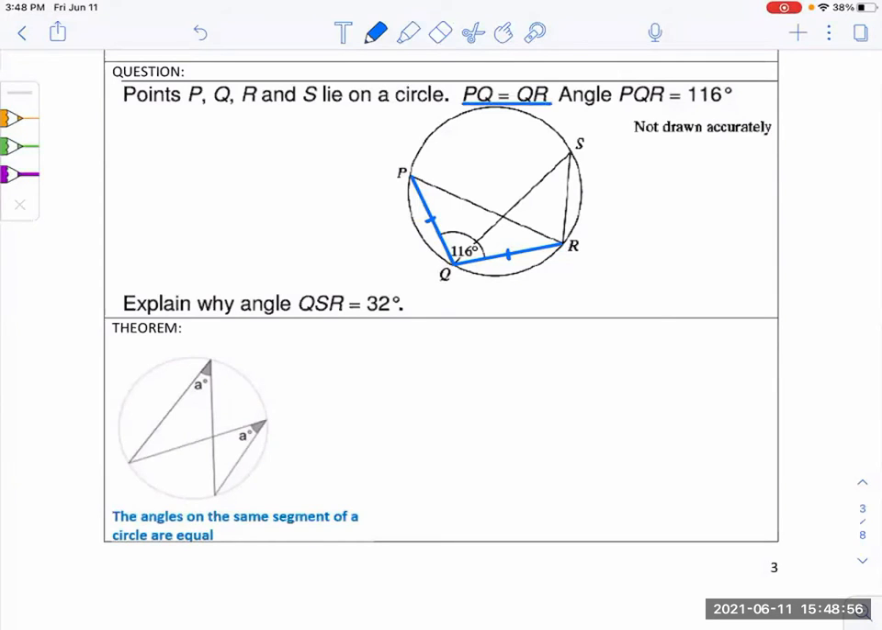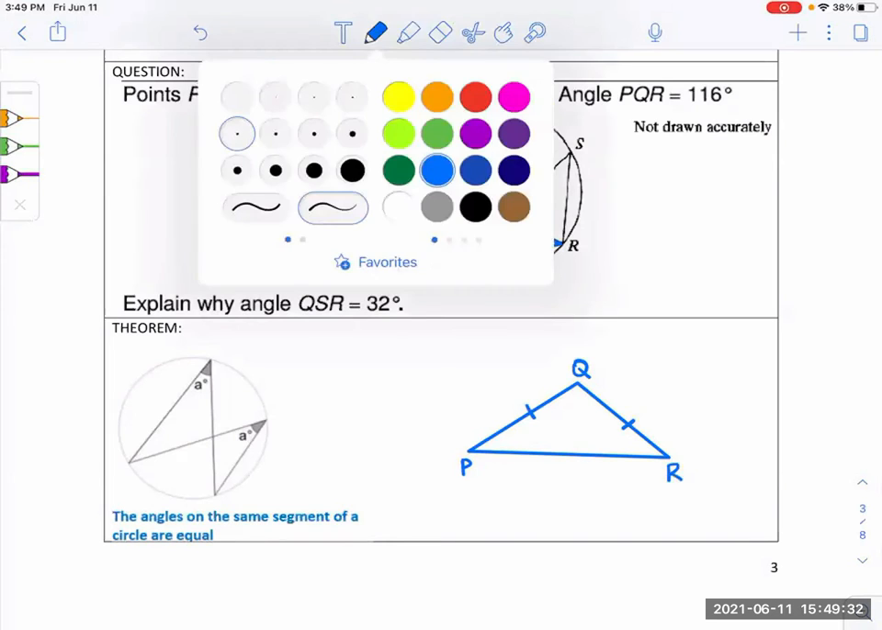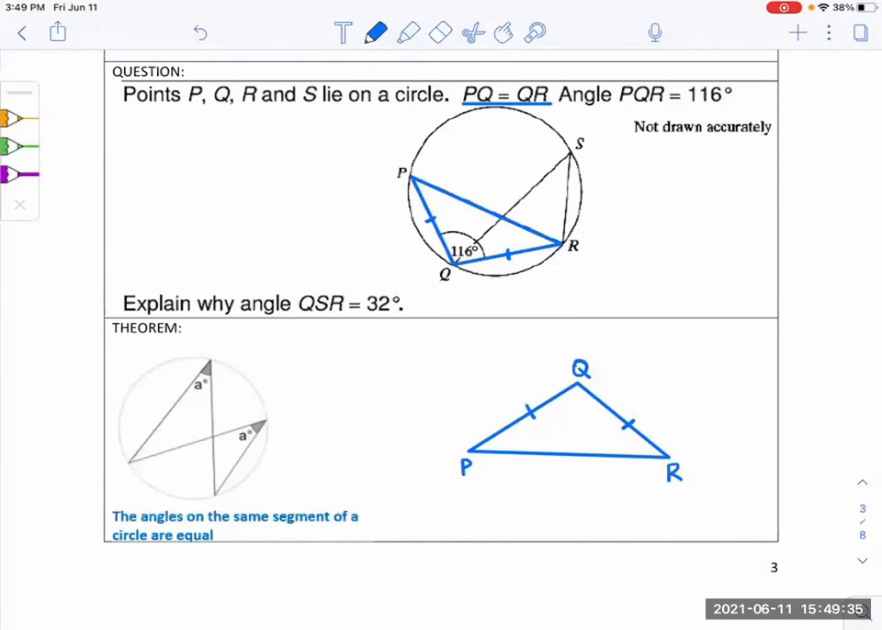If a triangle has two equal sides, what is the name of that triangle? An isosceles triangle. Repeat that, Malik. An isosceles triangle. Do you all agree with what he said? Correct. What are the properties of an isosceles triangle? They have two sides equal, and what else? If these two sides are equal, what do you know about the angles? The angles are also equal. So the angle at P is equal to the angle at R.